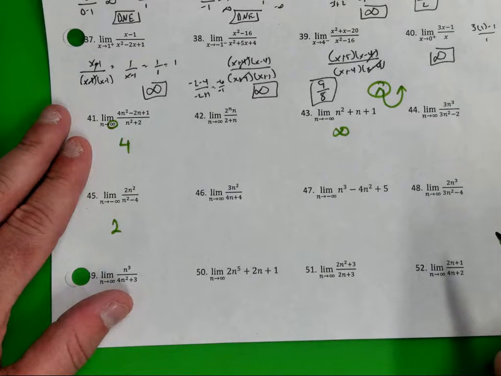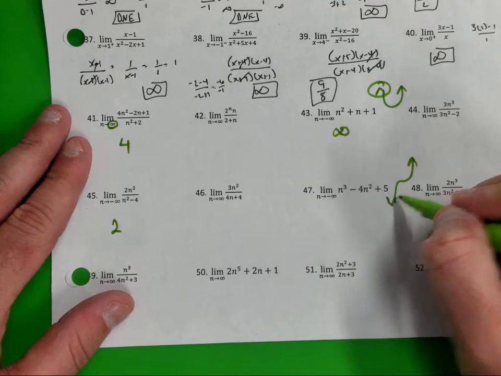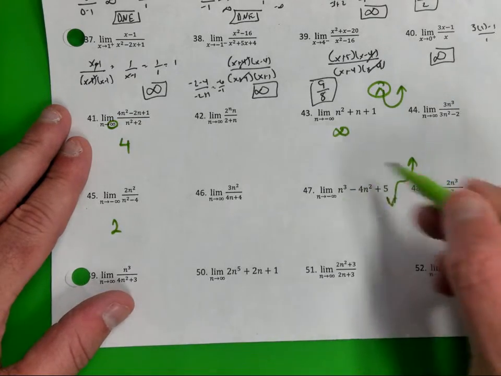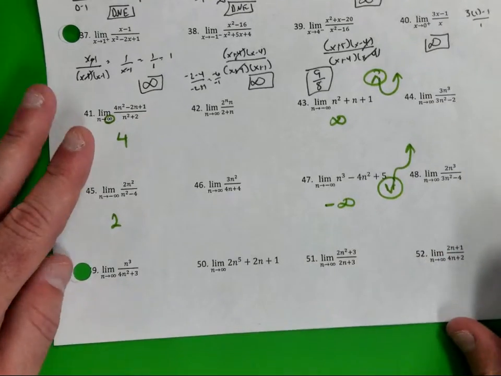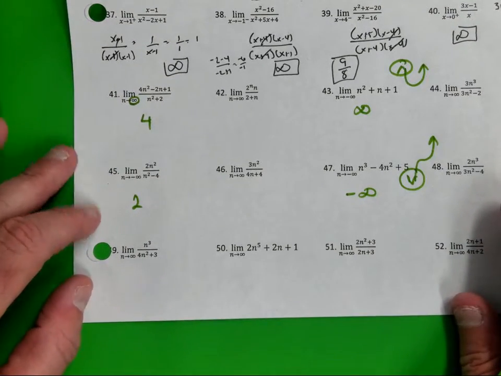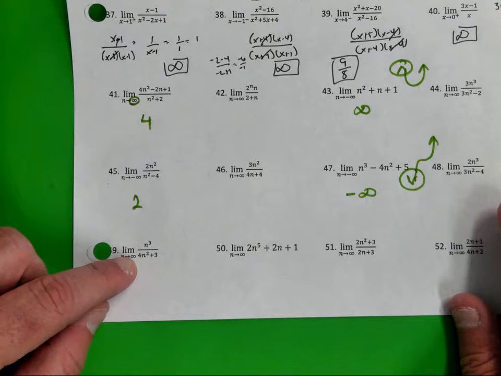All right, number 47. What type of polynomial is this, guys? Cubic. The leading coefficient is? Is that important to know? Yes. Now I'm going to sketch my graph. It's going to be something like this. As I go toward negative infinity, where are my y values going?